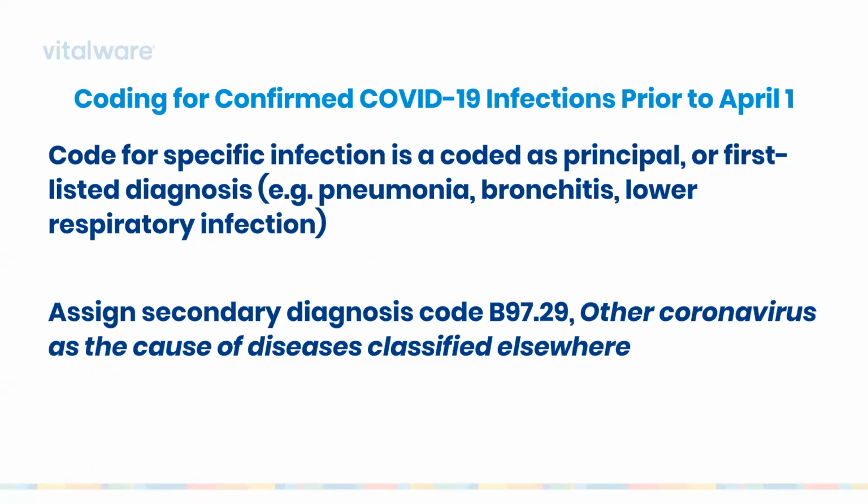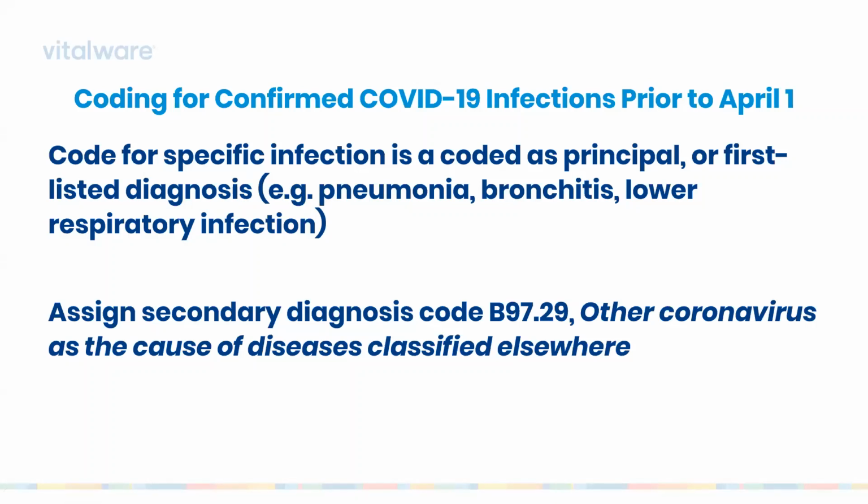Okay, so let's talk about how we're going to do that before April 1st, today. We're still going to use a code for the specific infection, your pneumonia, your bronchitis, respiratory infection, what have you. The secondary diagnosis code is going to be B97.29, which is other coronavirus as the cause of diseases classified elsewhere.